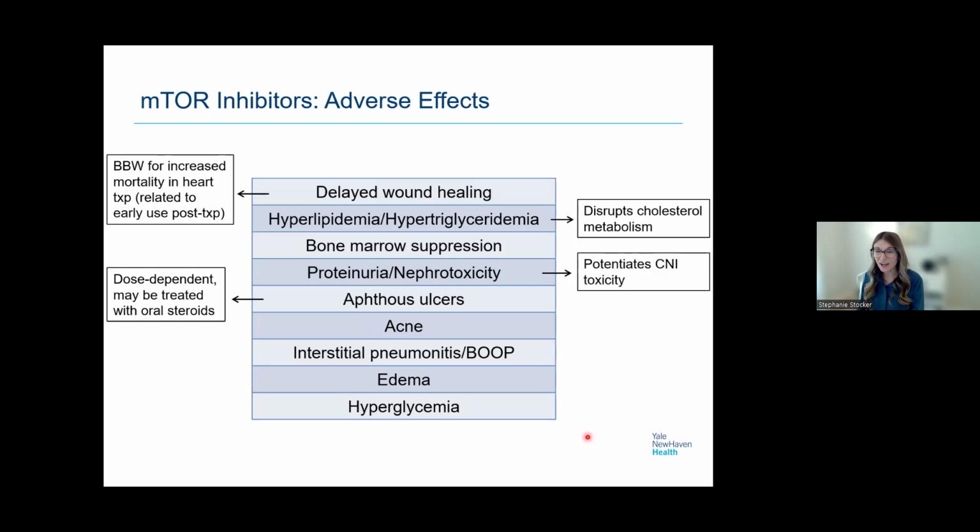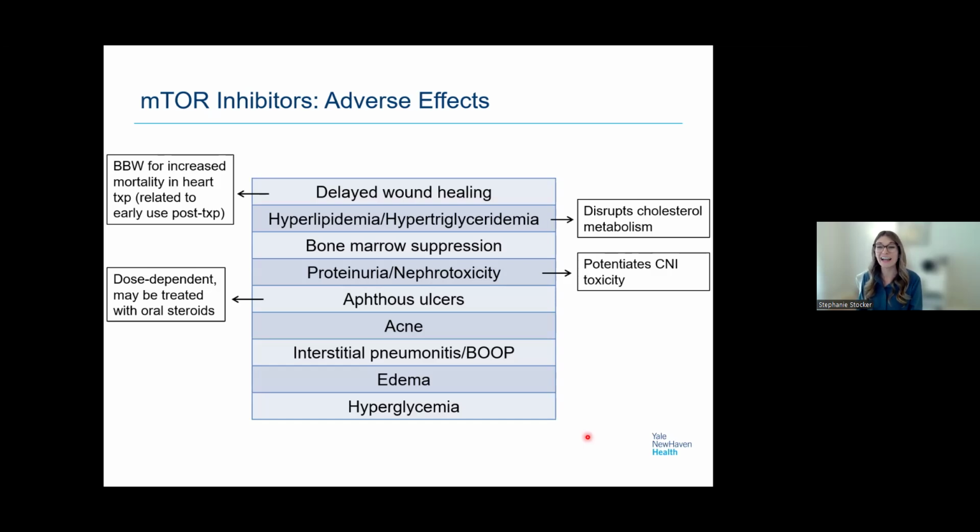The other challenging piece is these medications have really high discontinuation rates in renal transplant trials, heart transplant trials. There's a lot of side effects that come with these medications. So the top one, delayed wound healing, there's a black box warning for increased mortality in heart transplant. And this is likely just related to early post-transplant use. So with some exceptions, the vast majority of centers are waiting at least 3 months after transplant to initiate therapy with mTORs just because of the delayed wound healing.